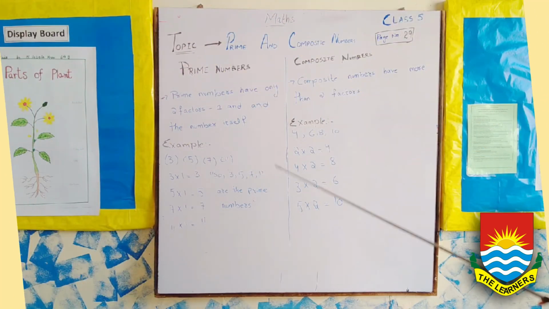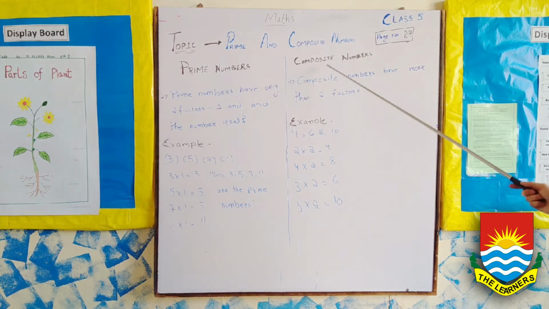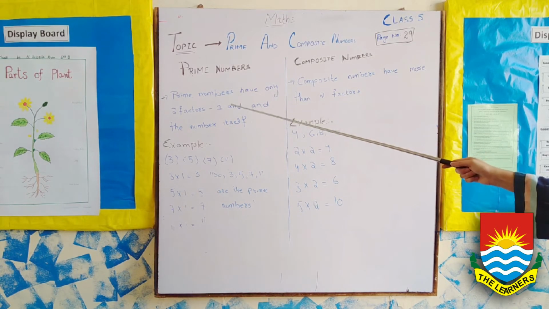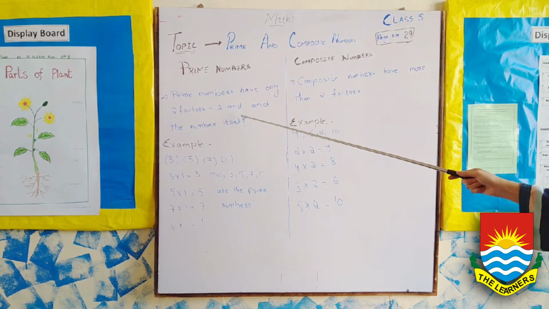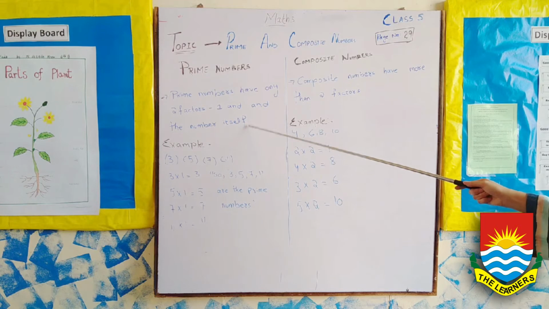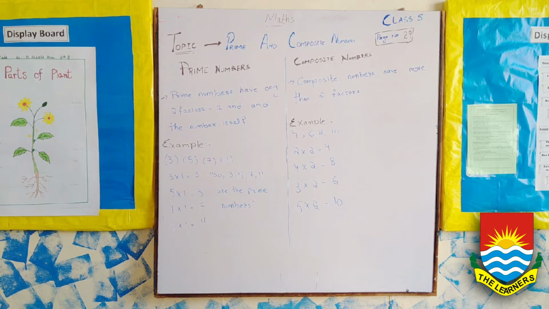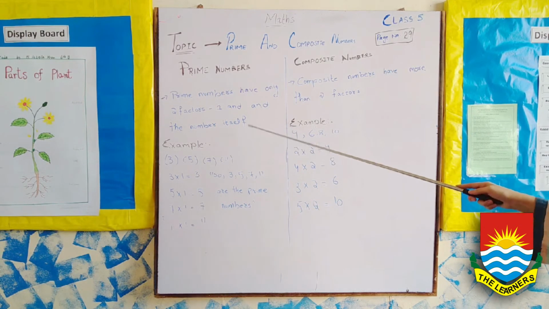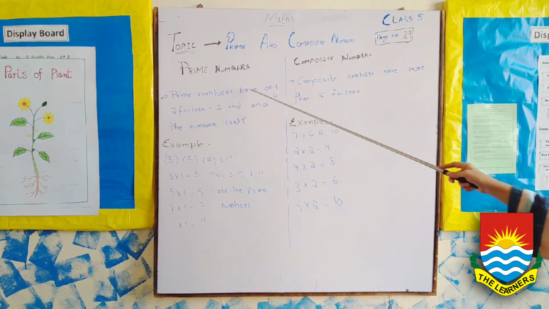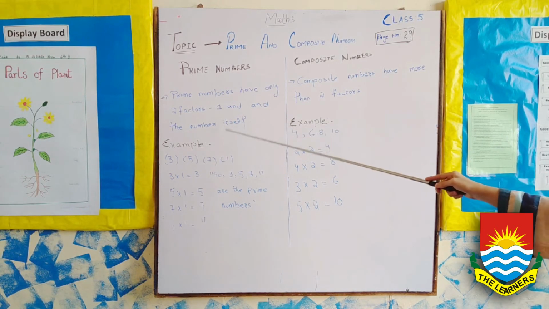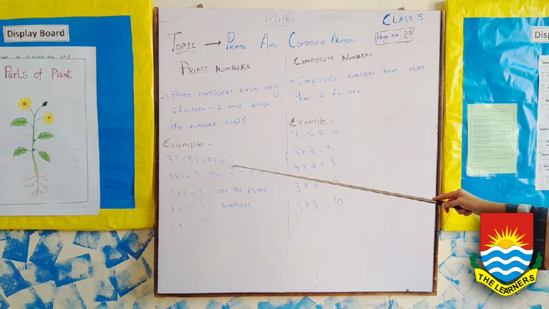The next topic is prime and composite numbers. What are prime and composite numbers? Prime numbers have only two factors, that is 1 and the number itself. The prime numbers are those numbers that cannot come in another table. They only multiply with itself or with 1. For example, 3, 5, 7 and 11.